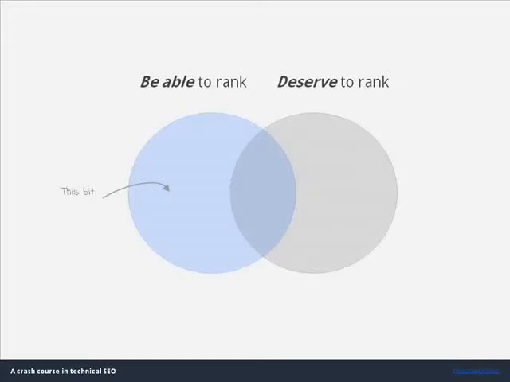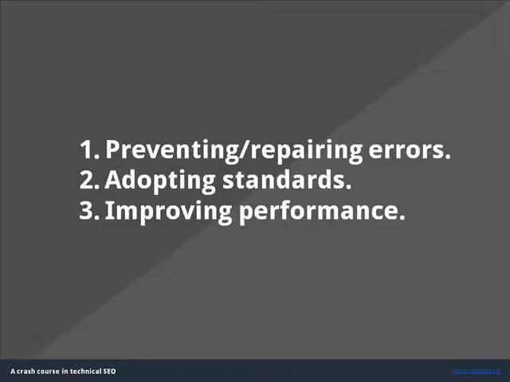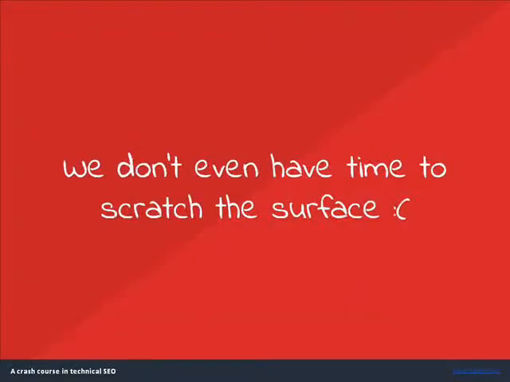Let's simplify. Technical SEO is having the ability to rank. So Google, boil down all of SEO into the simplest possible form. You need to be able to deserve to rank, i.e. you've got brand, you've got content, you've got things that people want, and you need to be able to rank. Google needs to be able to access and understand and index and crawl, all of that sort of stuff. We're talking about the entirety of that be able to rank quadrant. And that breaks down loosely into three areas: preventing and repairing errors, adopting new standards, and improving your performance.